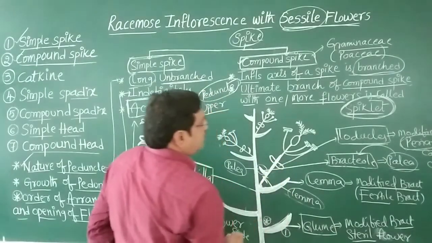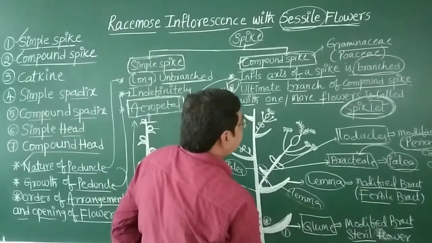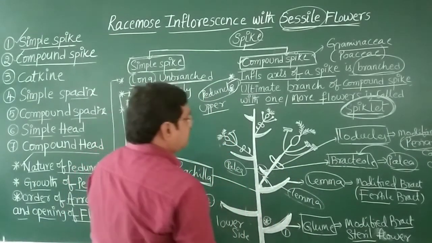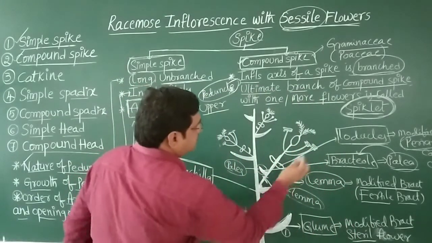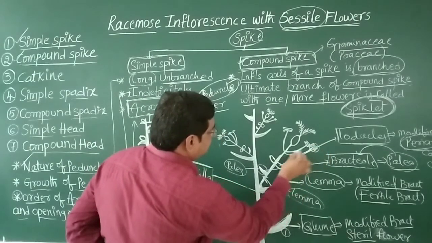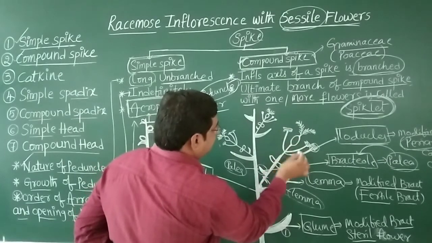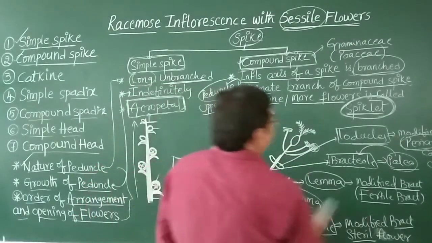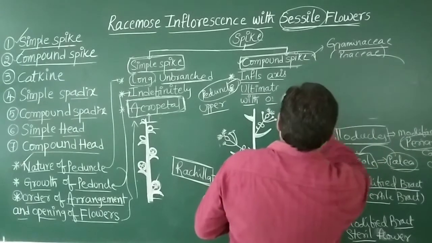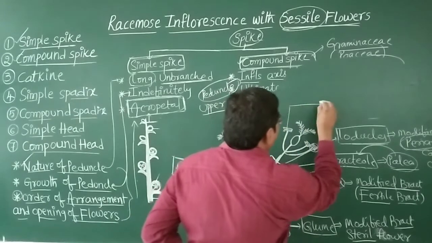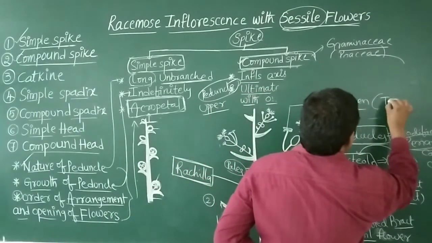Okay. So next, after the lodicules, three stamens are present. This is one stamen, this is another stamen, this is the third stamen. These three stamens are called triandrous stamens.